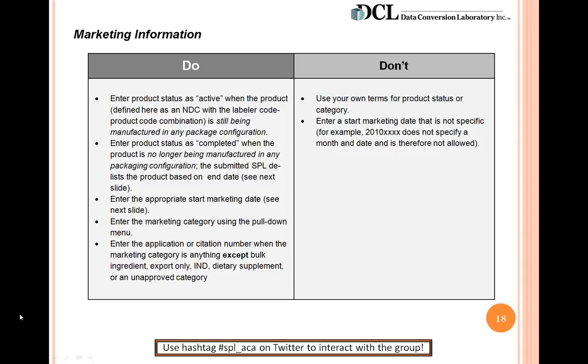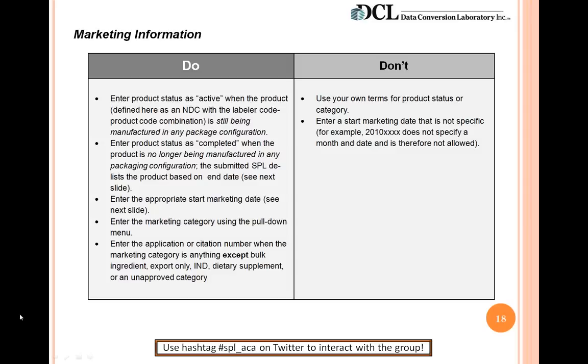Enter the appropriate start marketing date. We're going to talk about that in the next slide. Enter the marketing category using the pull-down menu. You need to know whether it's an OTC, monograph final, not final, an ANDA, and so on and so forth. But again, it's controlled terminology, so you have to use only the categories the FDA makes available. Enter the application or citation number when the marketing category is anything except bulk ingredient, export only, IND, dietary supplement, or an unapproved category. But the other categories all need to have some sort of application or citation number.